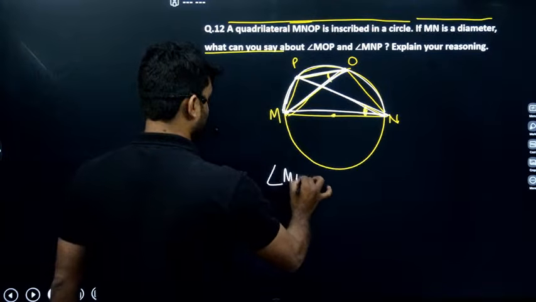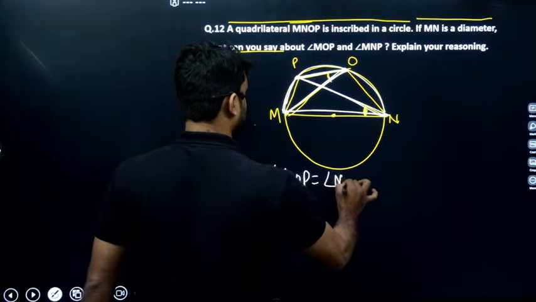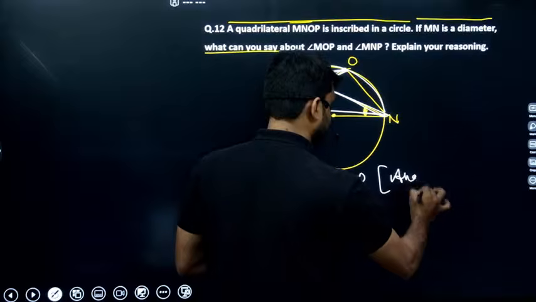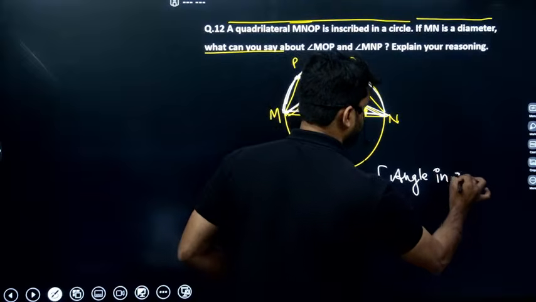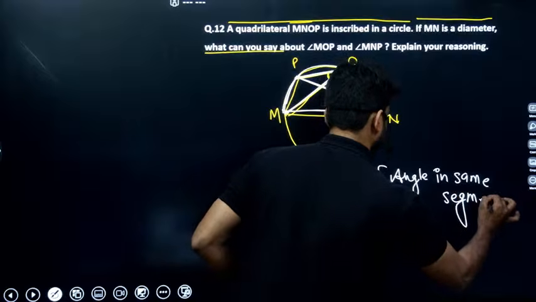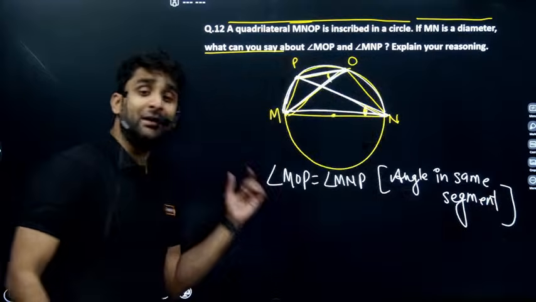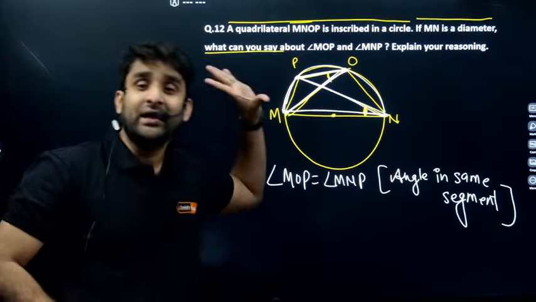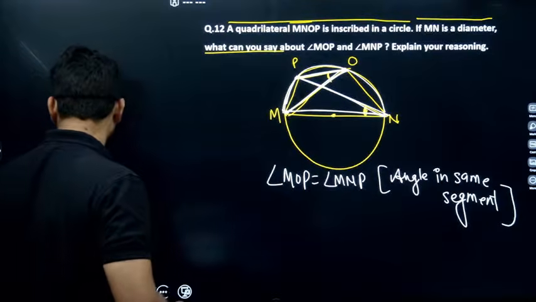So angle MOP is equal to angle MNP, and mention the reason: angle in same segment. So angle MOP and angle MNP both will be equal to each other because of angle in same segment. Moving to the next question.